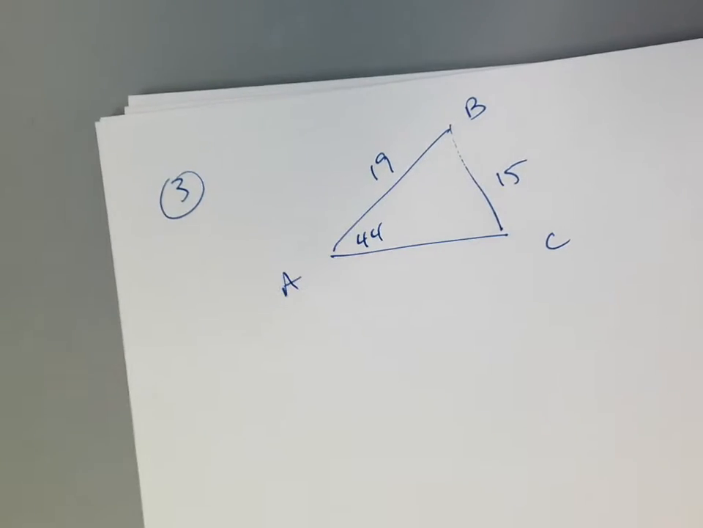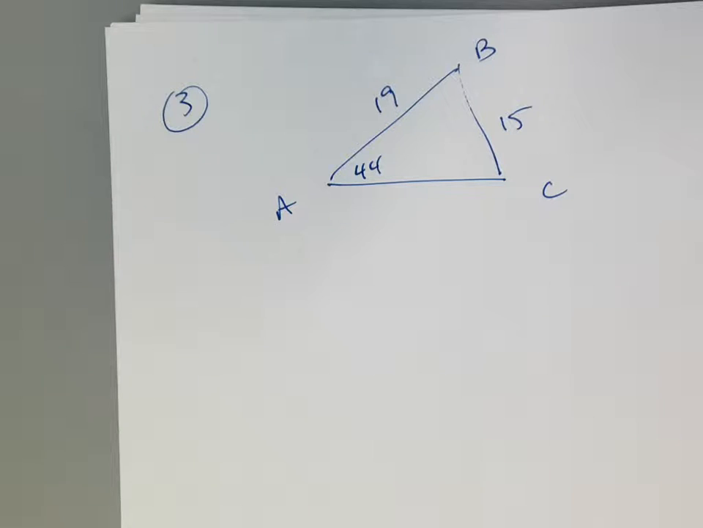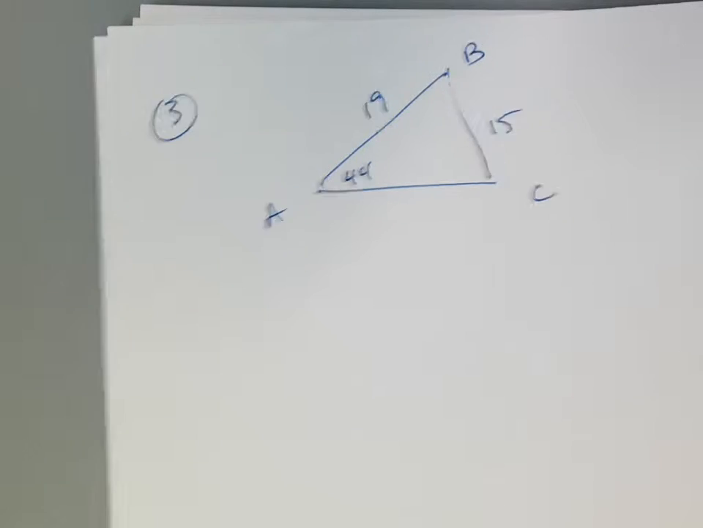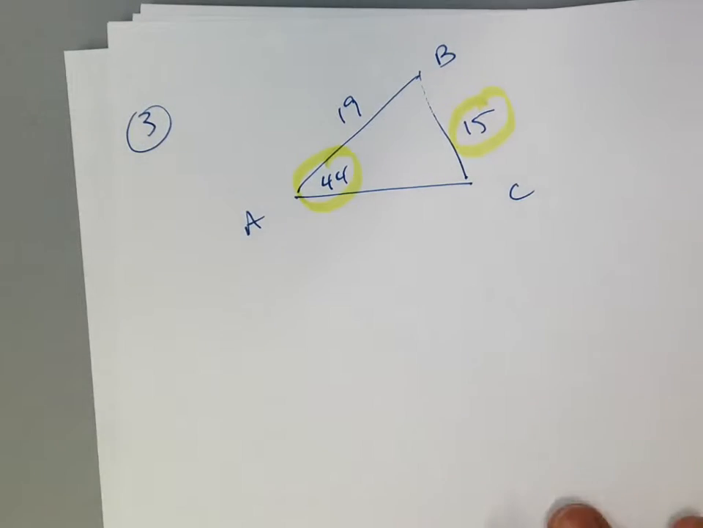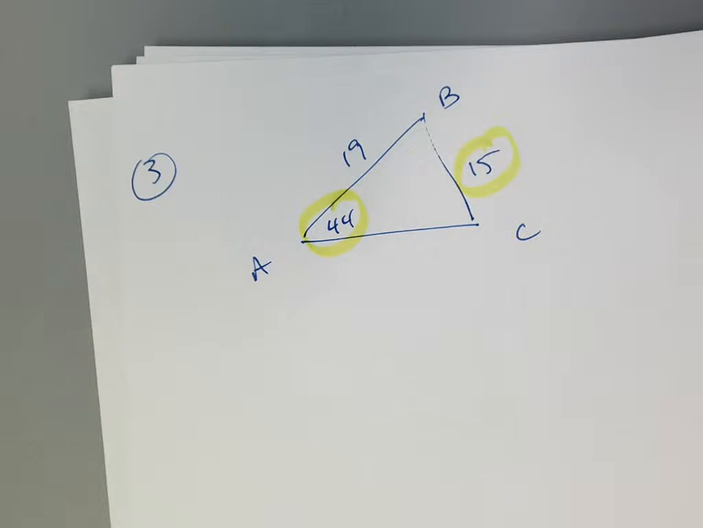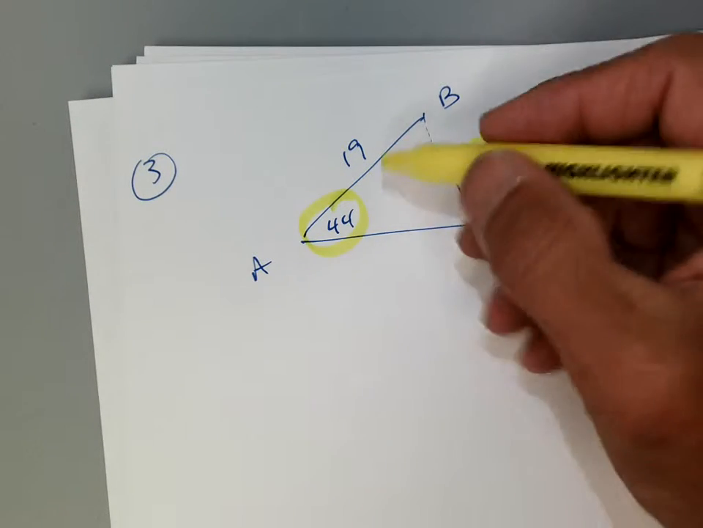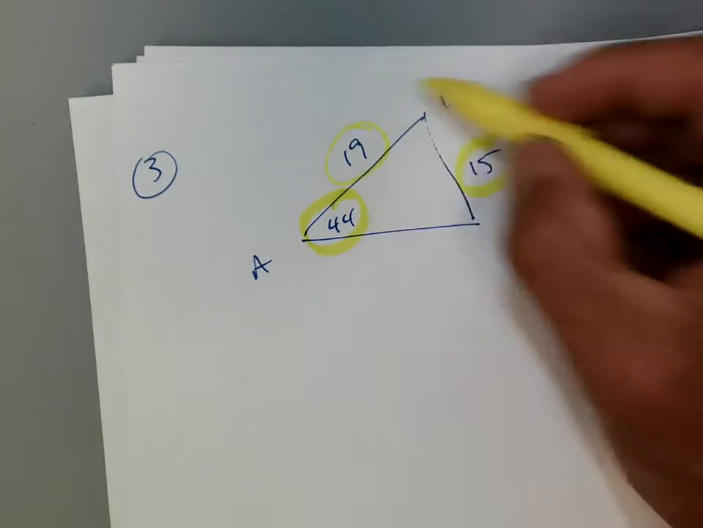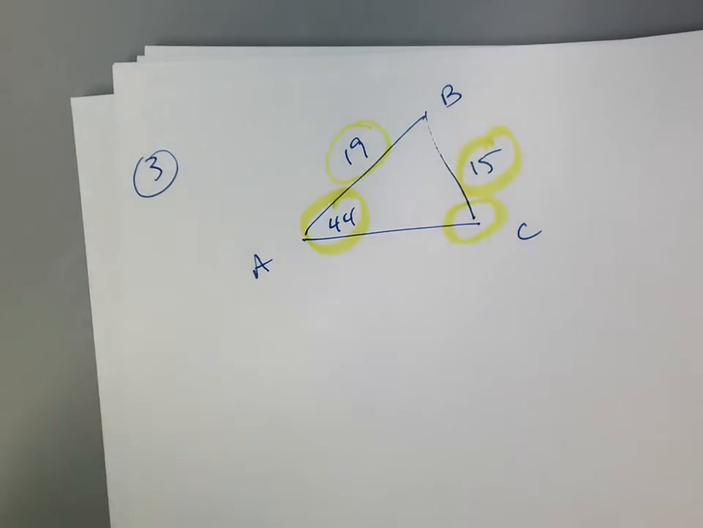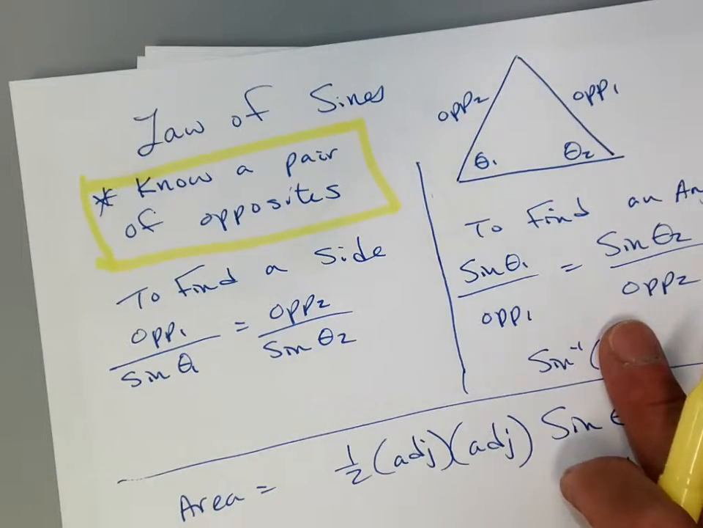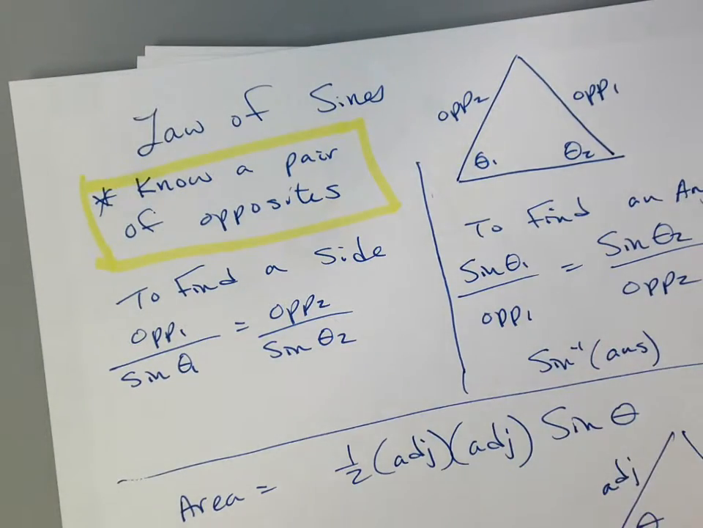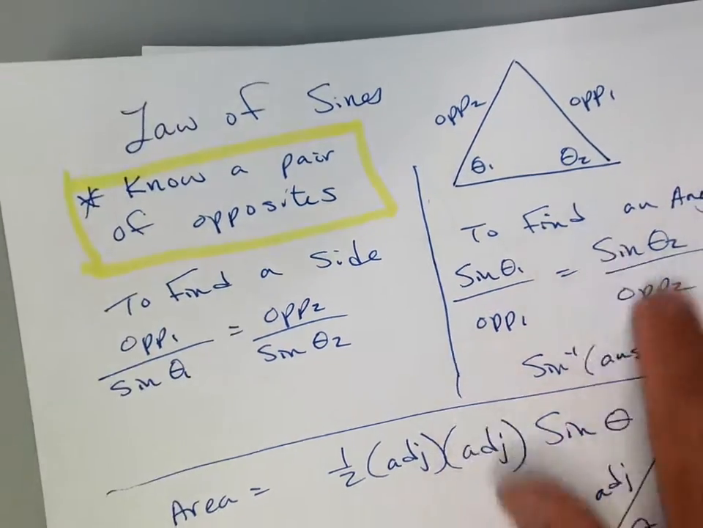Okay. So when you look at this problem, what do you see? Opposites. Cole's totally right. We've got a pair of opposites: angle A and 15, right? What else do you see? 19. Right, so if you've got the 19, you can find its opposite angle. If you look at our notes, it says to find an angle, we're just going to set it up by putting the angles on top. So, all right, I can do that. I'm going to use this one right here.